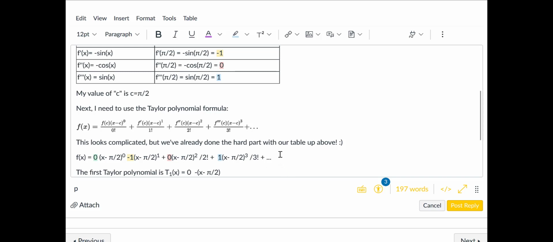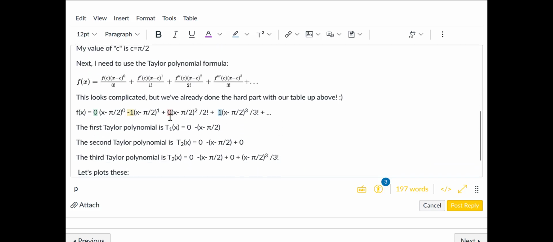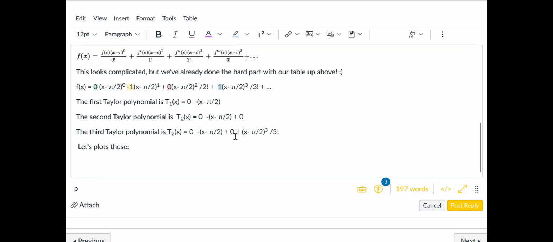And then if you want to look at your first Taylor polynomial, I'm going to call it T1. You're looking up through the linear term here, and so that would just be 0. I can ignore that. Negative parenthesis x minus pi over 2. And then you can keep on going. Notice my second Taylor polynomial, my quadratic term was 0, so that wasn't very exciting, but you can keep on going. Now let's take a look at a plot.